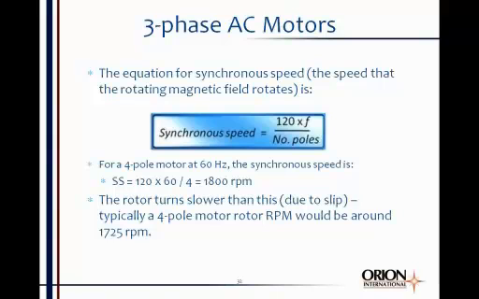The equation for synchronous speed, that's the speed that the rotating magnetic field rotates, is found by this equation. Synchronous speed is 120 times F divided by the number of poles. Now, I gave you an example a minute ago of a two-pole motor. For a four-pole motor, you can plug into this equation and find out what the synchronous speed will be. It's going to be 120 times the frequency at 60 hertz divided by the number of poles. It's a four-pole motor, so divided by 4. That tells us the synchronous speed is 1,800 RPM. Now, the rotor has to turn slower than this due to slip, so a typical four-pole motor rotor would probably be around 1725 to 1750 RPM.